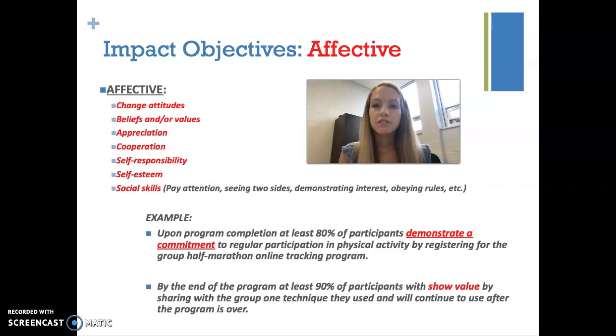So remember, these have to be very specific. We have to know how the participants are going to show value, right? Or to demonstrate their commitment. But remember, these affective objectives are going to be attitudes, beliefs, those responsibility, self-esteem kind of feelings, and then our social skills as well.